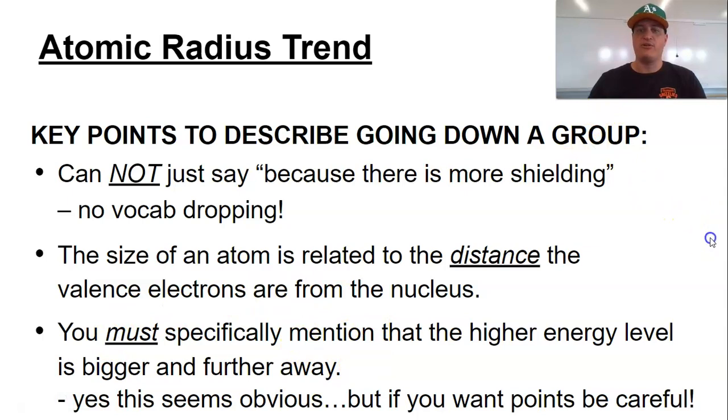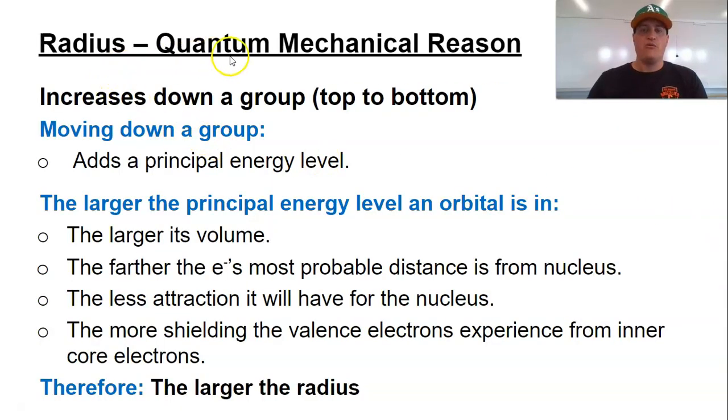Now remember, this is going down a group. When we think of increases down a group from top to bottom, this increases by adding a principal energy level. Quantum mechanics is something we'll talk about a little bit later, but that goes into the depths of why atoms and things do what they do. Now, when you have a larger principal energy level, it's larger in volume. That means the electrons are furthest away. And again, when we talk about Coulomb's law, that means there's going to be less attraction to the nucleus.